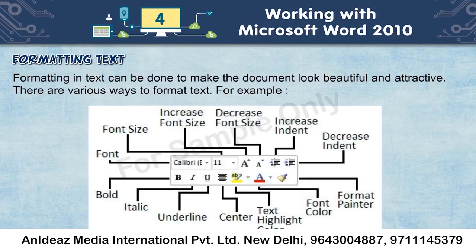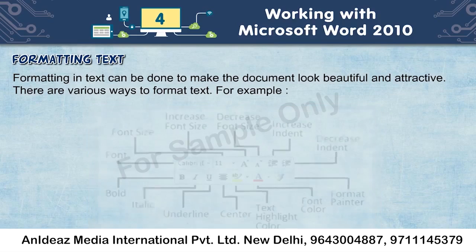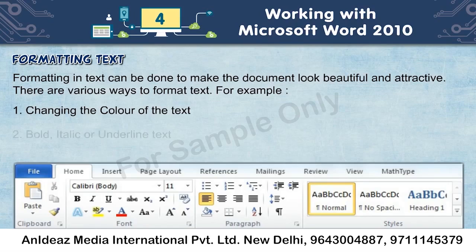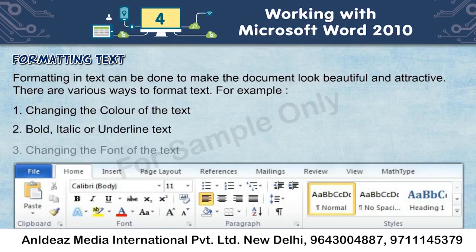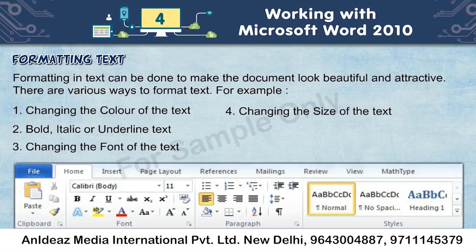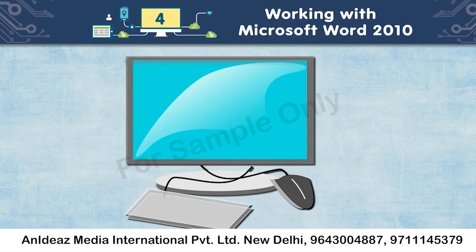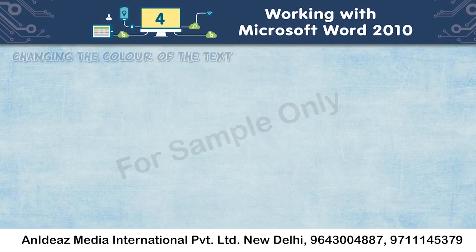Formatting text. Formatting text can be done to make the document look beautiful and attractive. There are various ways to format text. For example, changing the color of the text, bold, italic or underline text, changing the font of the text, changing the size of the text, aligning text, adding word art. Let's know how we can format the text.